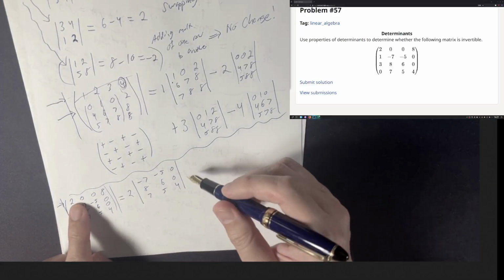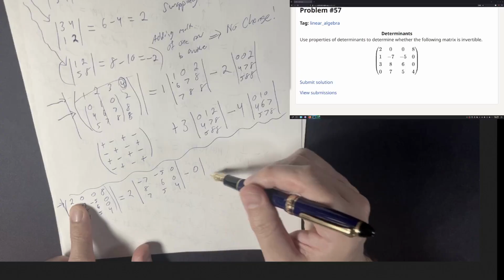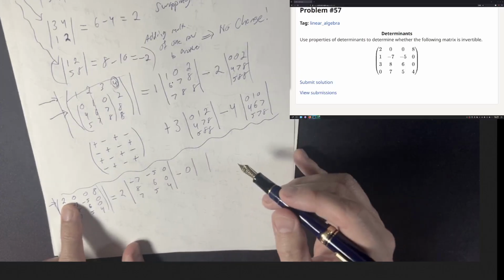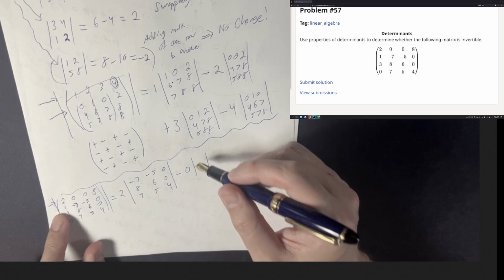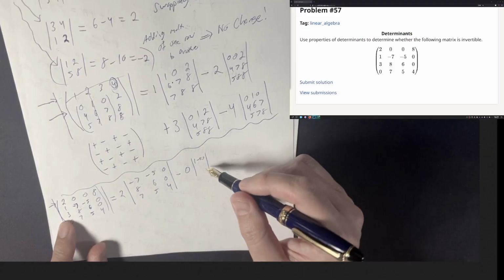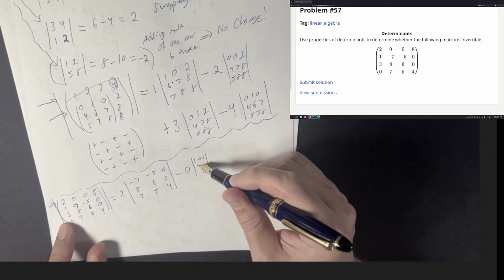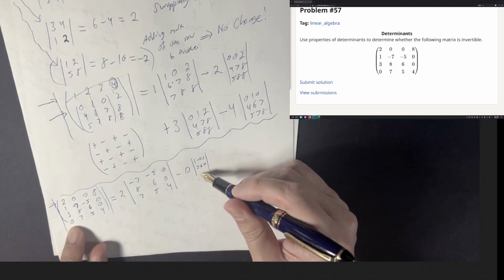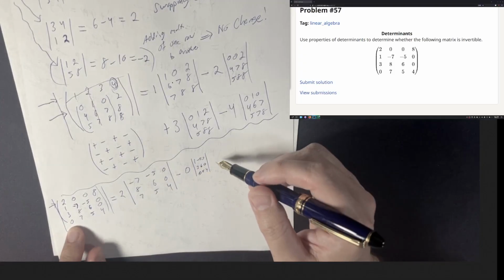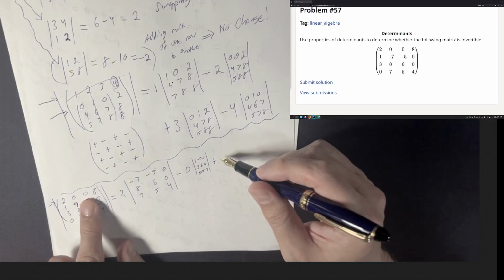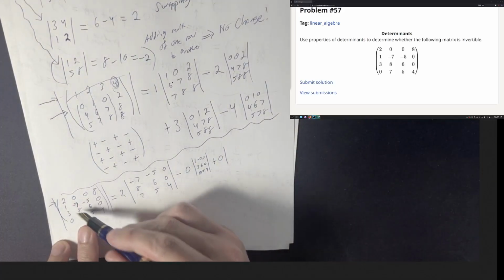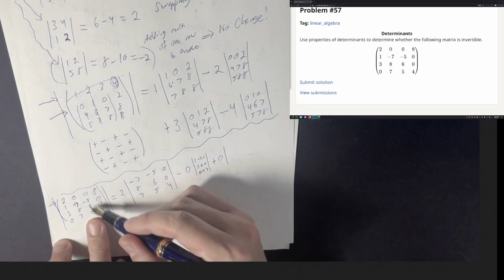Then you're going to get -0 times some stuff, but who cares because it's 0. All right, so I'm going to skip it. Well, we'll write it down. Why not? 1, -5, 0. But it doesn't matter because it's 0 times this stuff. 3, 6, 0, 0, 5, 4. Then we got +0 times, again, 1, -7, 0. It basically skips this column, right?